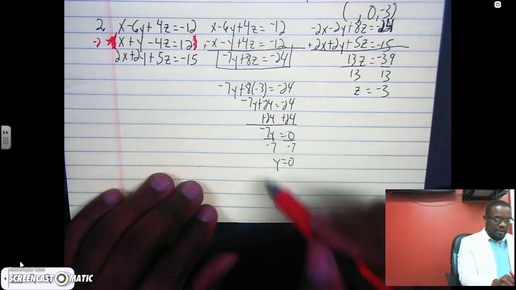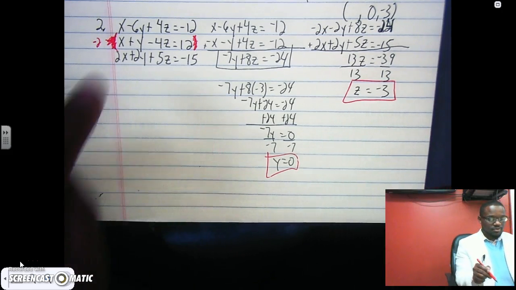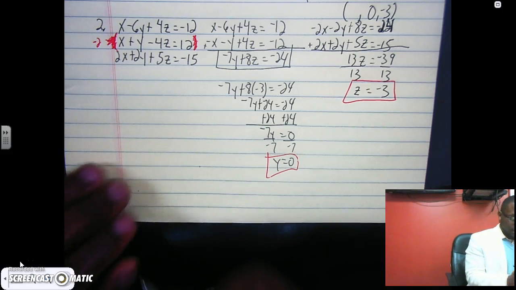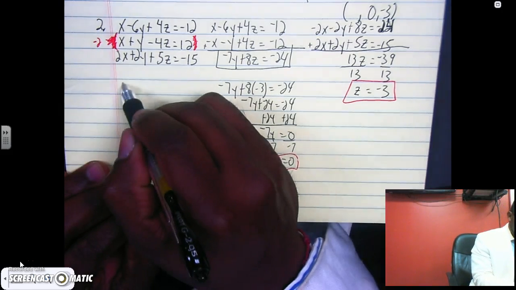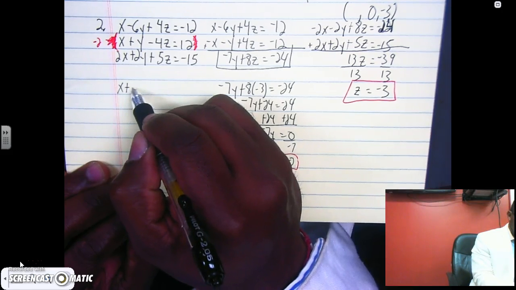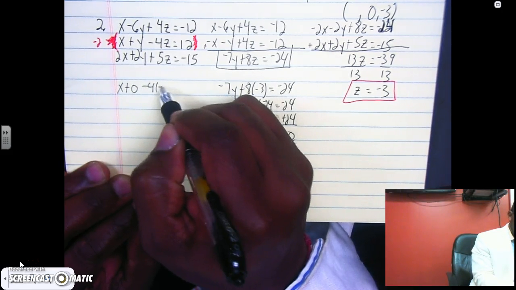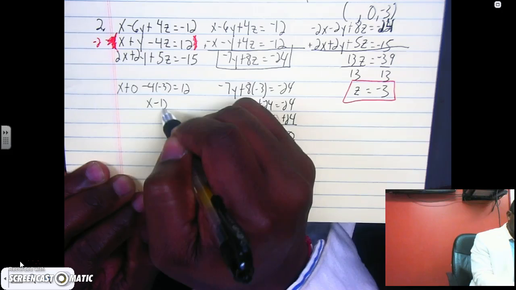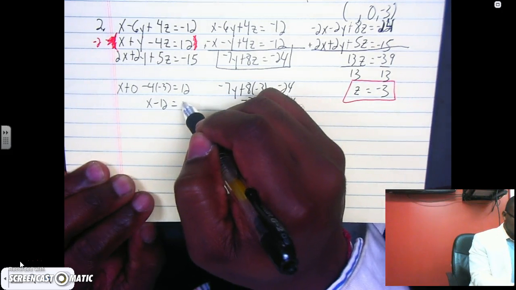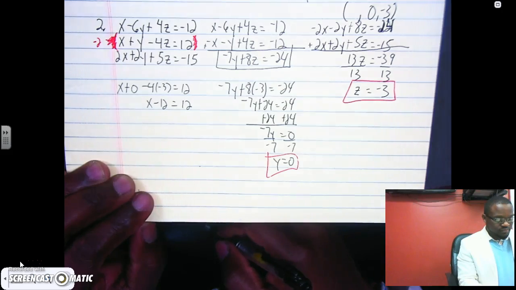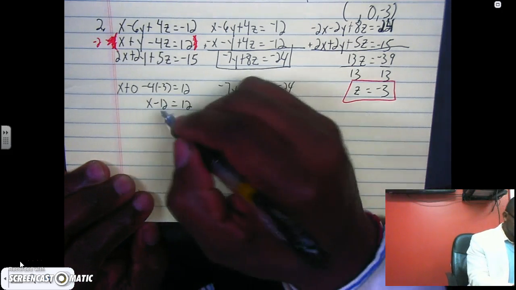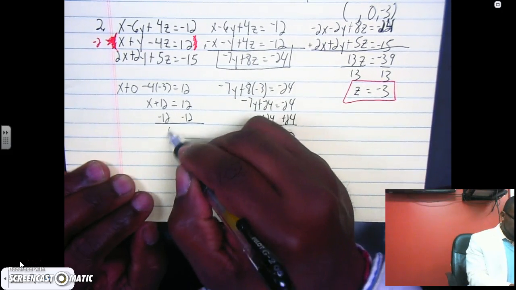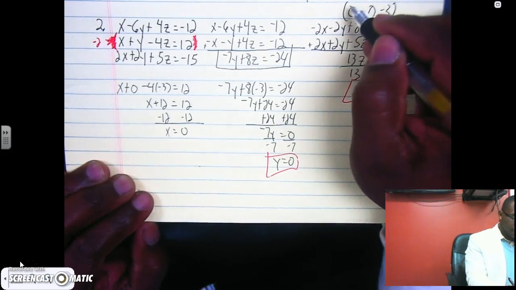Now I take the y and the z and I substitute them back into either one of these. It doesn't really matter which one I use. Let's just stick with the middle one. x plus 0 minus 4 times negative 3 equals 12, which is really just x plus 12 equals 12. Subtract 12 from both sides, x equals 0.